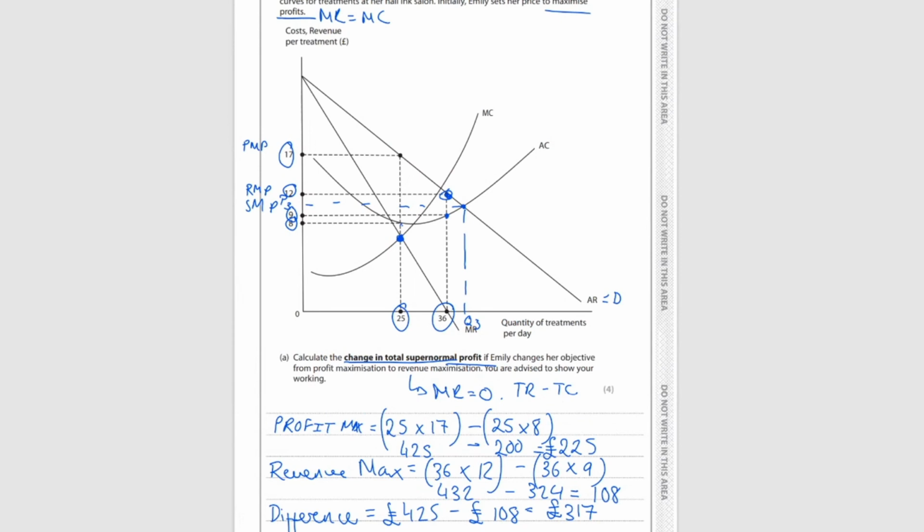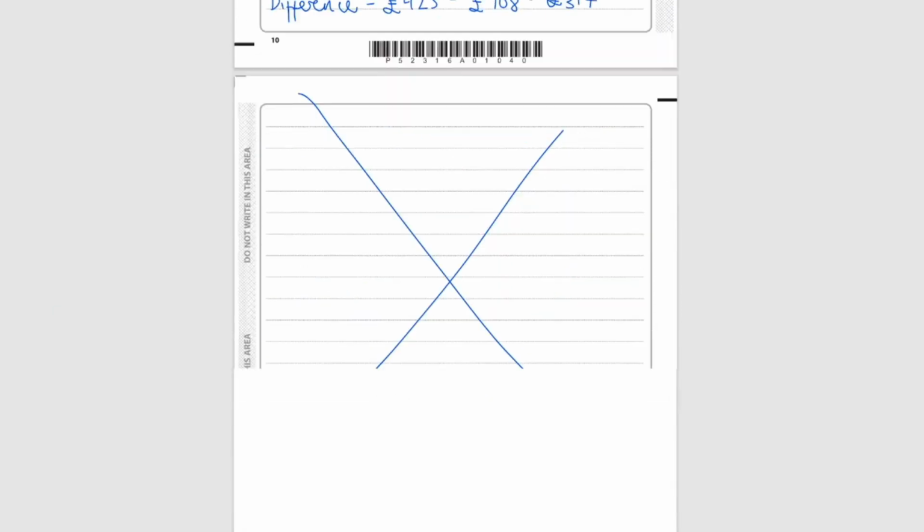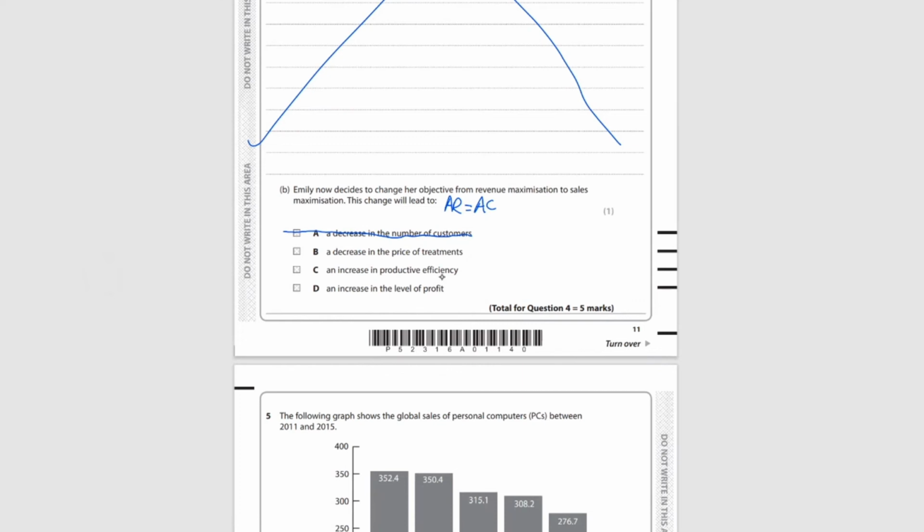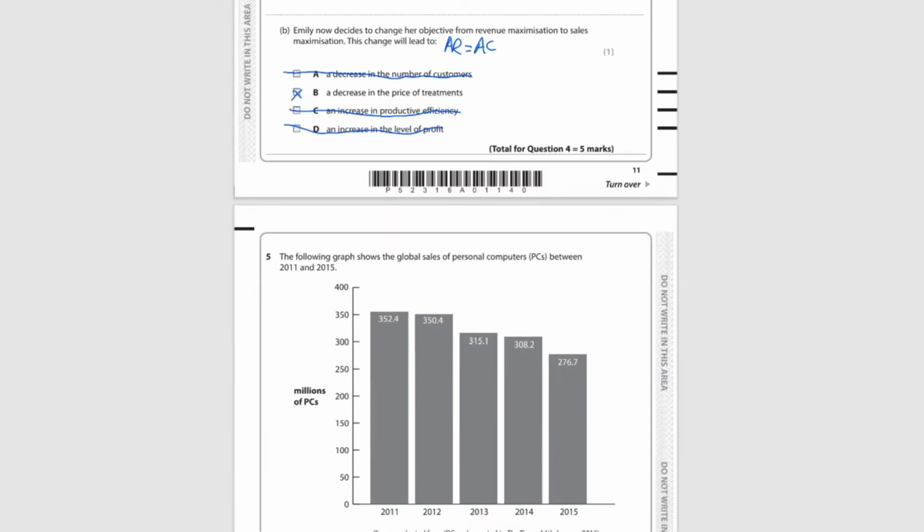Well, no, that's not the case. And the reason why is because productive efficiency is at that point. We are previously revenue maximizing, which means that the distance is between these 2 points here. And then afterwards, it's the difference between these 2 points. So we're actually moving further away from that profit maximizing output. So no, we're not becoming more productively efficient. And also, no, we won't increase the level of profit. So B is the answer.